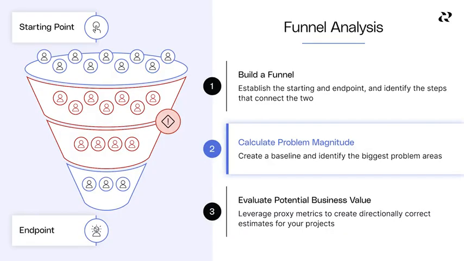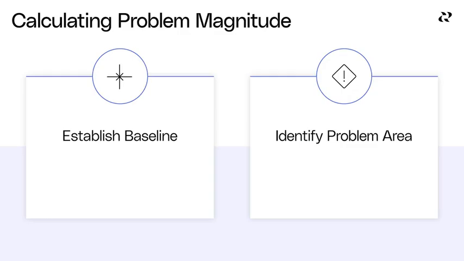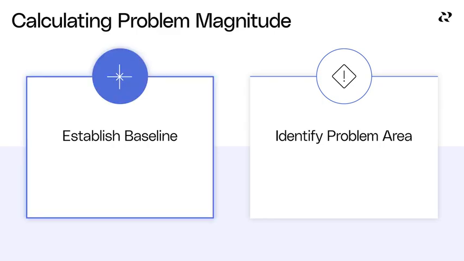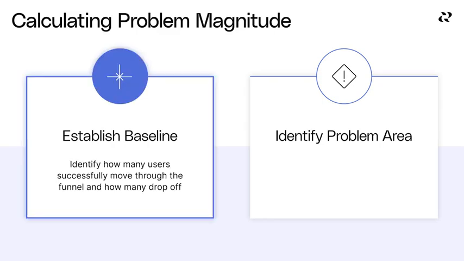Let's start with calculating the problem magnitude. There are 2 steps to this calculation: establishing the baseline performance of the funnel and identifying and quantifying the problem area of the funnel. Let's start with establishing the baseline performance. To establish this baseline, we want to identify how many users move from one step to the next in our funnel over a given time frame. This shows us how many users successfully move through the funnel and how many drop off.